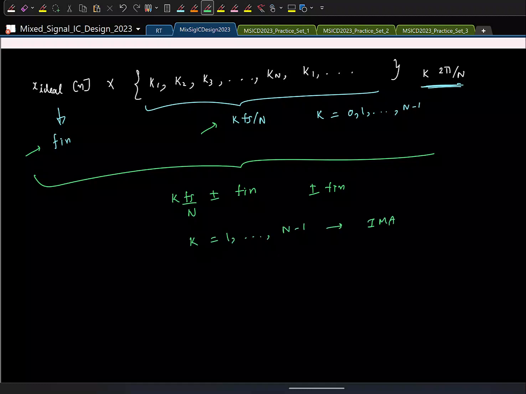Is that okay? So if I look at the spectrum, I'll have the actual sinusoid. In addition to this, I'll have a whole bunch of sinusoids. One will be around Fs by n minus Fin, and one at Fs by n plus Fin. I'll have two sinusoids around 2 Fs by n, two more around 3 Fs by n, and so on. So again, this is going to be a problem. Can you suggest a solution for this?